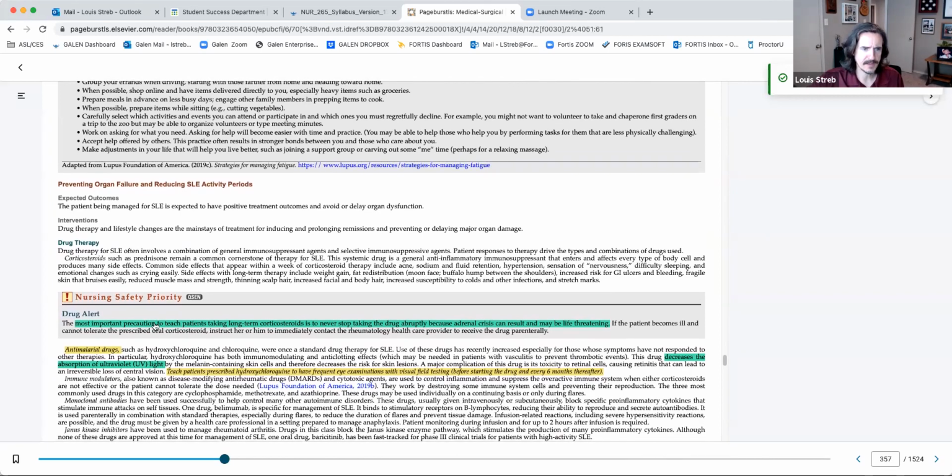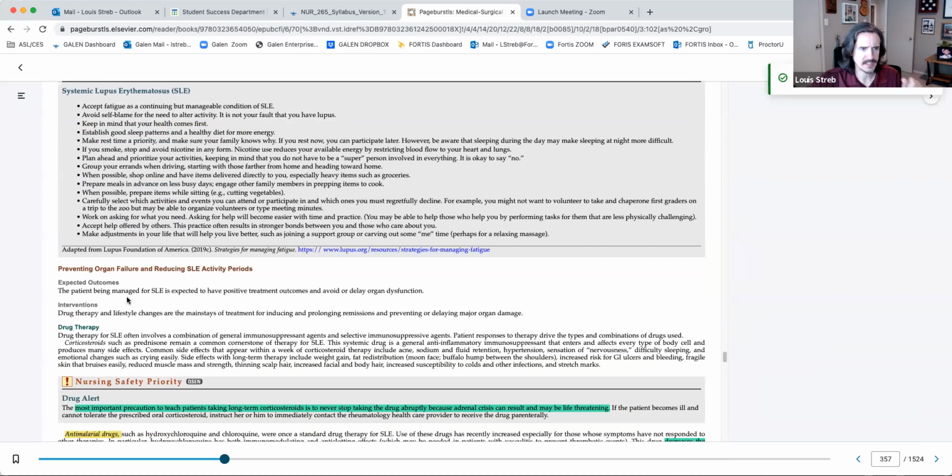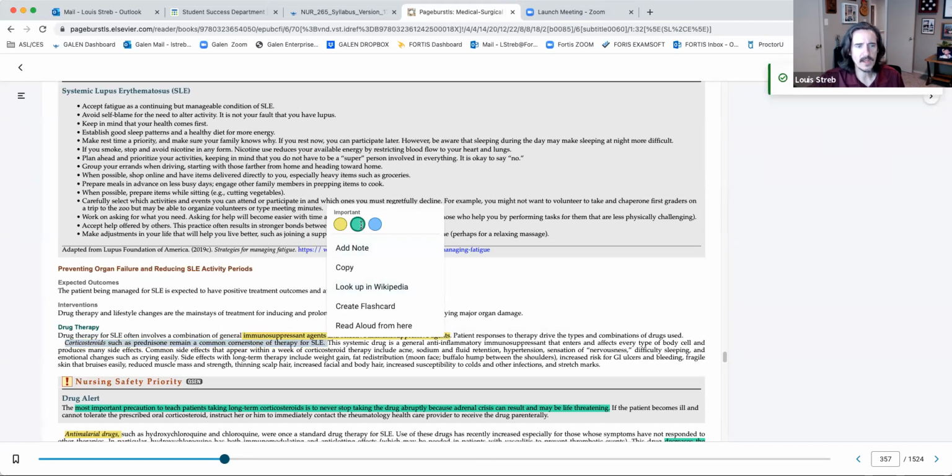And if we go down a little bit, we can start thinking about the drugs, right? So with these patients, we had to think about expected outcomes. We had to think about interventions. A lot of the drug therapy that we're going to talk about involves these combinations of immunosuppressant agents and selective immunosuppressive agents. So we know that we're going to do something to try to do that, right? Corticosteroids like prednisone are the cornerstone.